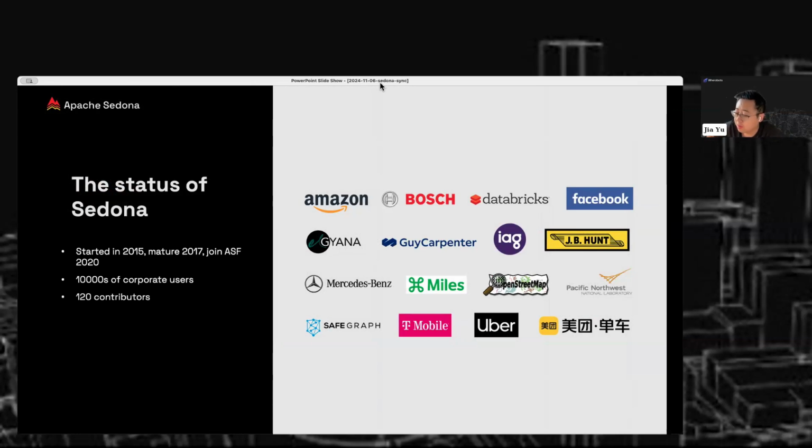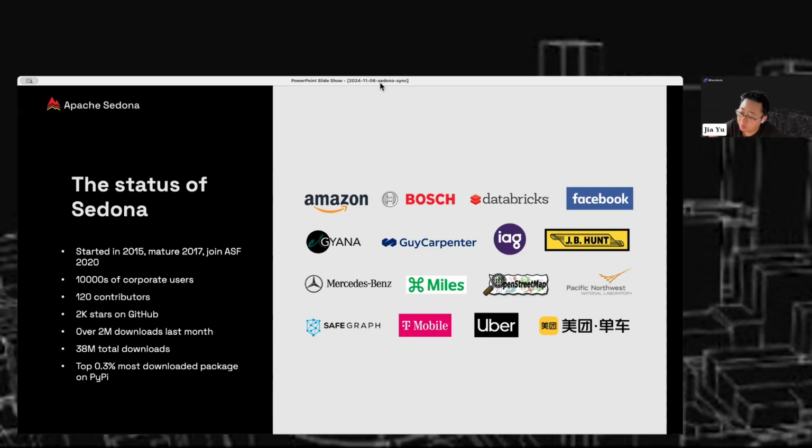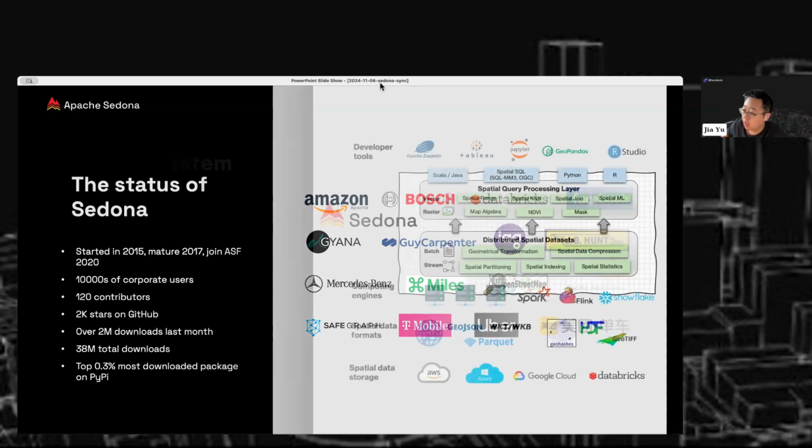And on GitHub, right now it has over 120 contributors, and it has 2,000 stars on GitHub. And in the last month, it has over 2 million downloads. So that's a lot. And overall, Sedona's downloads have exceeded 38 million. And this places Sedona among the top 0.3% most downloaded packages on PyPI. So it is a very popular software.